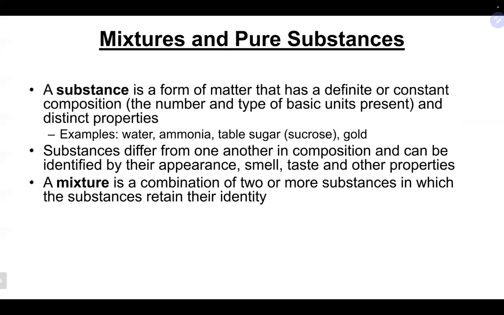The next thing we're going to talk about is mixtures and substances. A substance is really any form of matter where you have just one type of substance present. So, for example, if I had just pure water, that would be a substance. Just pure ammonia, which is NH3, that would also be a substance. Usually substances can be told apart by different physical properties, appearance, smell, taste.